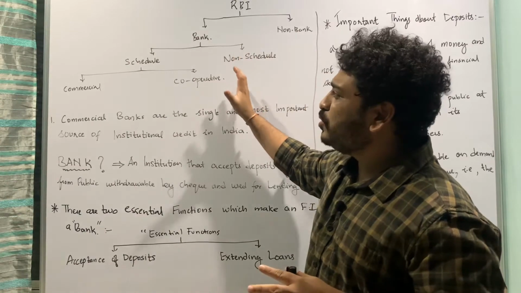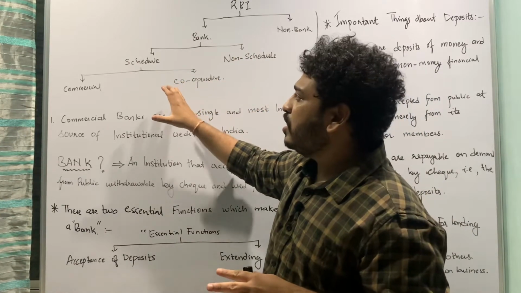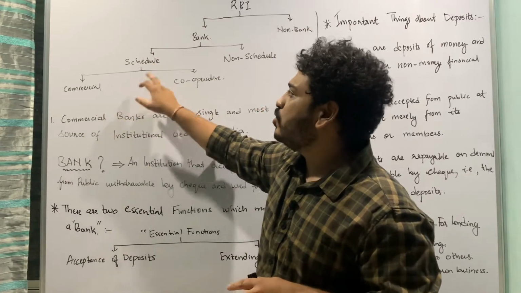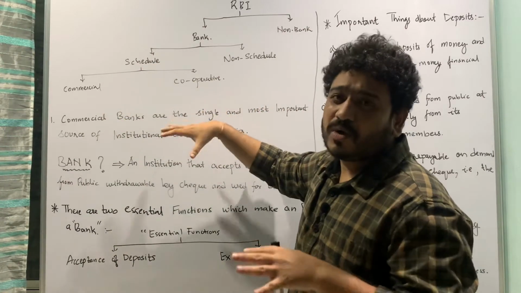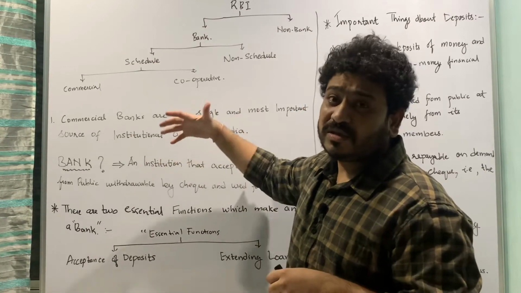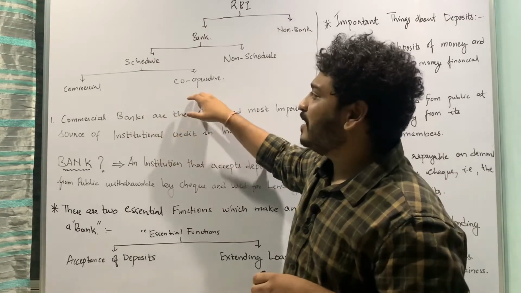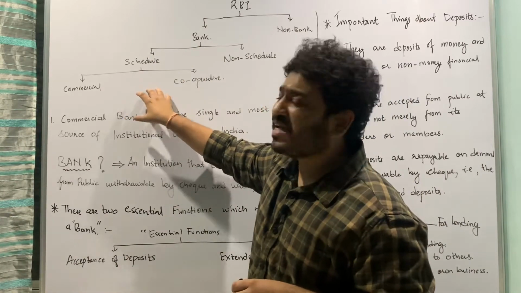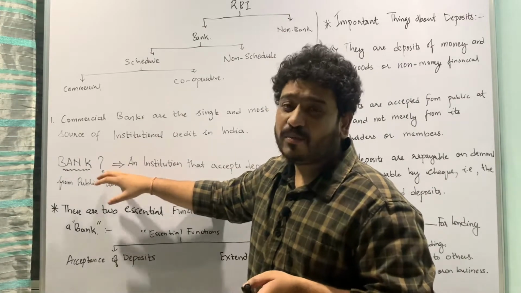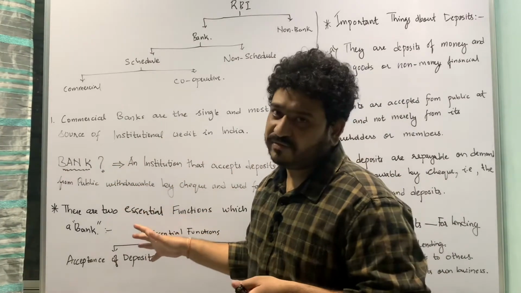We are going to look into greater details of what commercial banks, which are present under the scheduled banks, and cooperative banks look like, what their structure is, what the subclassifications of the same are, what the management level is, and things like that. In today's class, first I will give you just a preliminary idea of what a bank means and what the major or essential functions of a bank per se are.